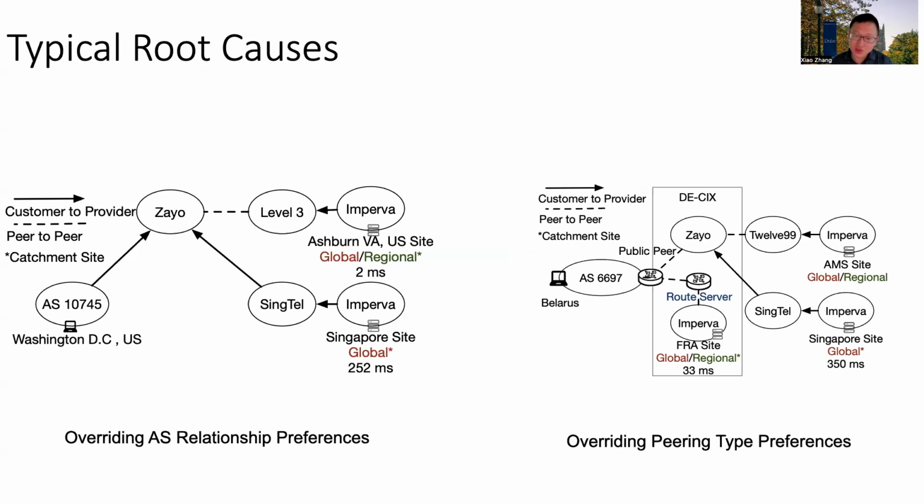In the first example, the Washington DC probe gets to the Ashburn Anycast site with only 2 milliseconds round-trip time, but the global IP Anycast path goes to the Singapore site with over 200 milliseconds round-trip time. Although the Ashburn site announced the global IP Anycast prefix at the same time, the global IP Anycast prefix from Singapore came to the Zayo network from a customer peer. Therefore, Zayo will select this one. We also found regional IP Anycast can optimize the performance by overriding peering type preference.